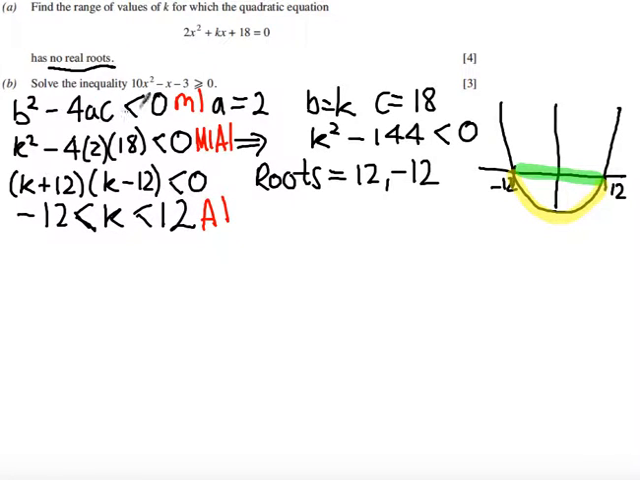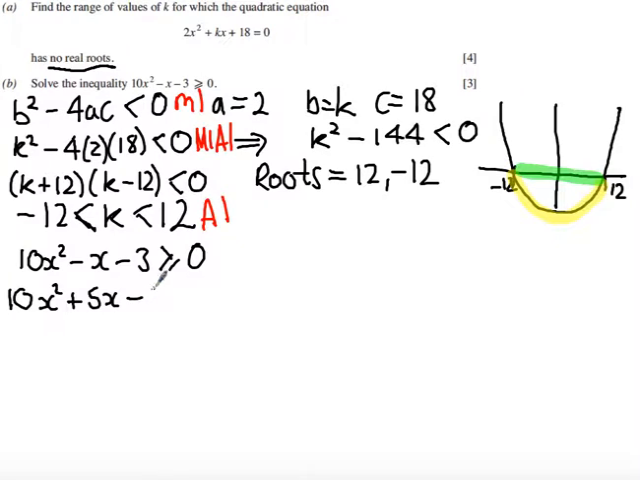Okay, part B is just straightforward. Solve the inequality 10x squared minus x minus 3 greater than or equal to 0. So 10x squared minus x minus 3 greater than or equal to 0. 10 times minus 3 gives me minus 30. I want factors of minus 30 that have a difference of 1, and we have 6 and 5. So I get 10x squared plus 5x minus 6x minus 3 greater than or equal to 0.